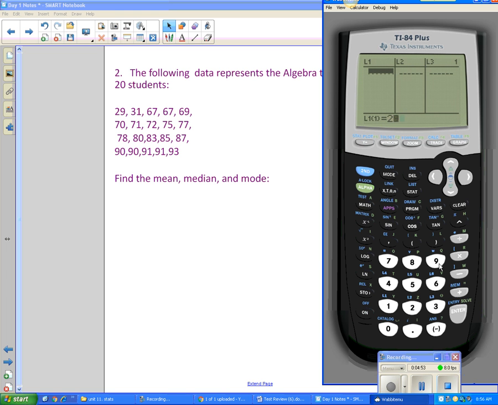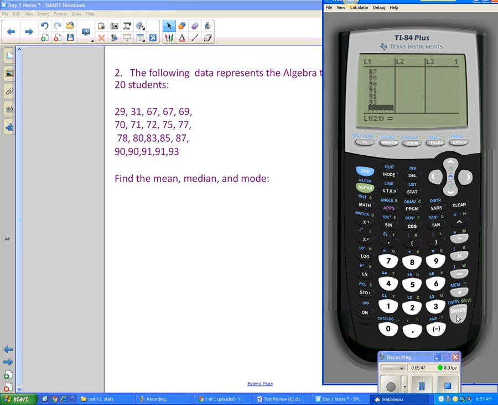So we're going to do 29, enter, 31, enter, 67, enter. 69, 70, 71, 72, 75, 77, 78, 80, 83, 85, 87, 90. All right, so they all go in L1.